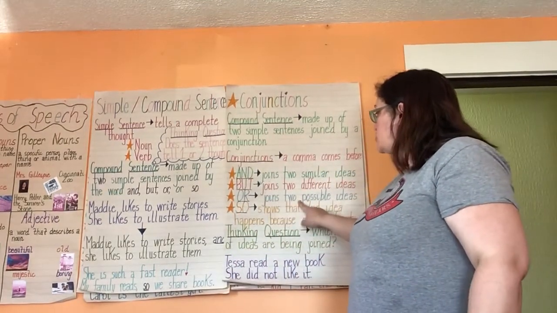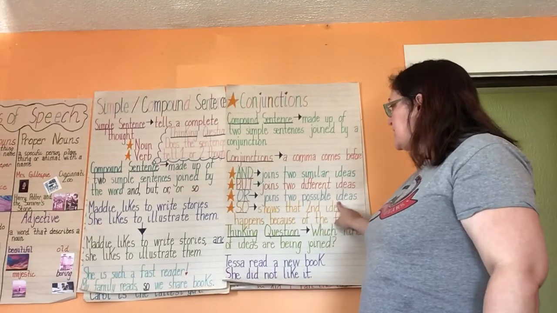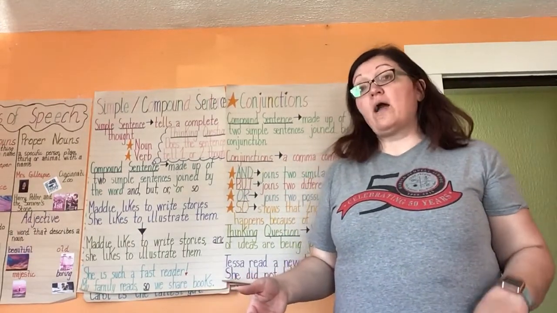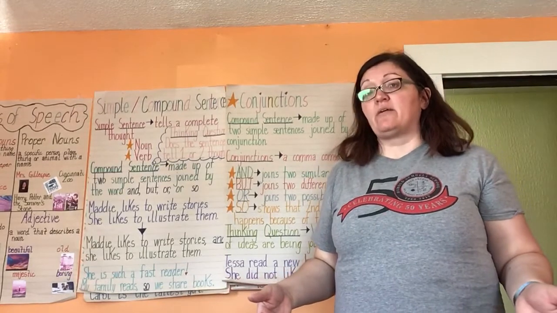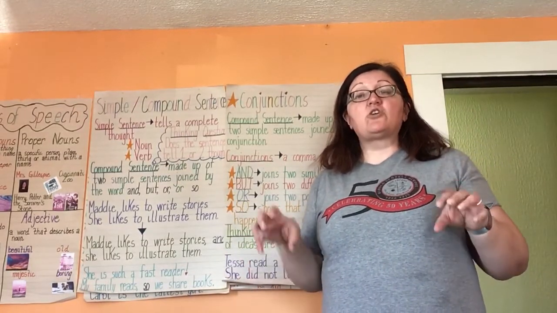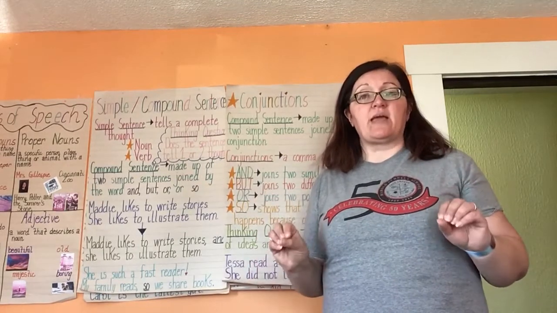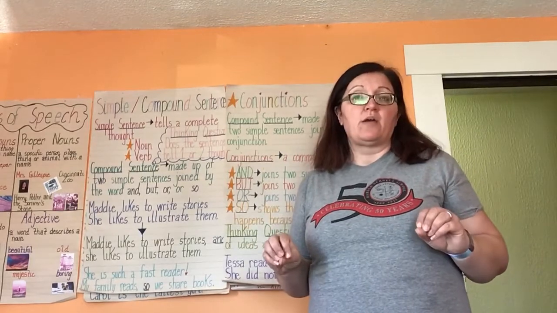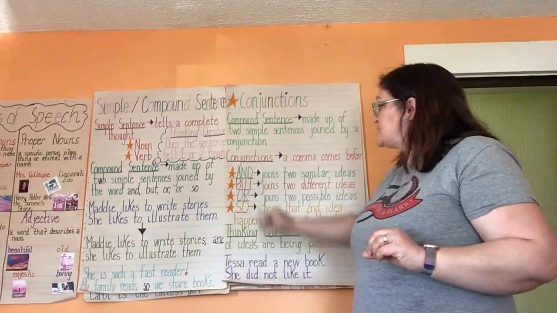Or joins two possible ideas. I could go to the store, or I could go to the library, right? Those are two different ideas, okay? It shows kind of like a choice, that you have a choice to make, and you're trying to decide between one or the other, but you can't have both. If you have both, you would use and.